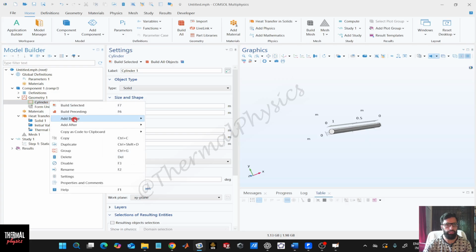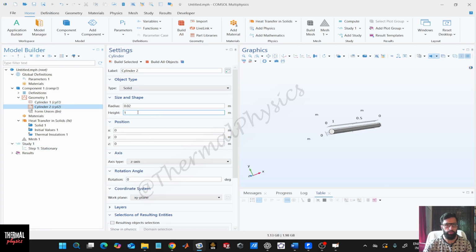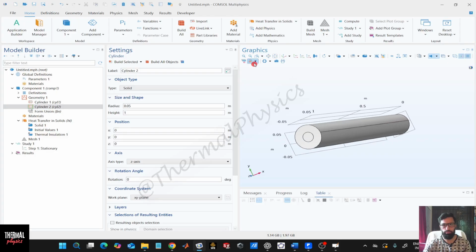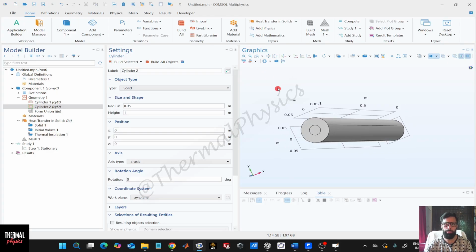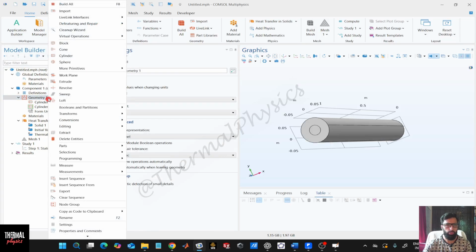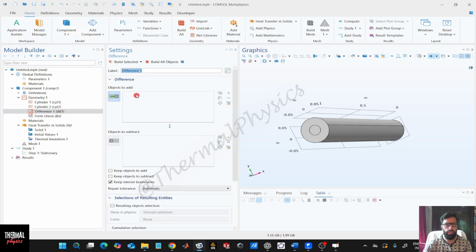Now we will duplicate this cylinder, but we will make it 0.05 outer radius. Now this is our pipe, but we have to make it hollow inside. So for that, we right click on the geometry, go to boolean and partitions, then we choose difference. Now objects to add, the object that we have to keep is this object to add.